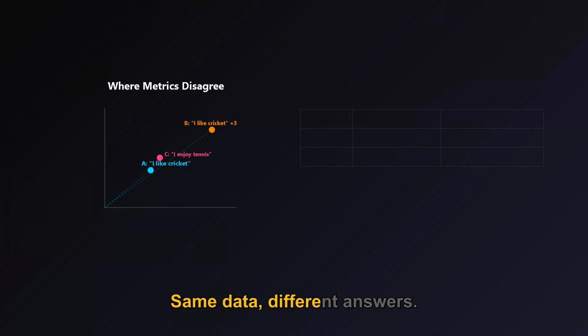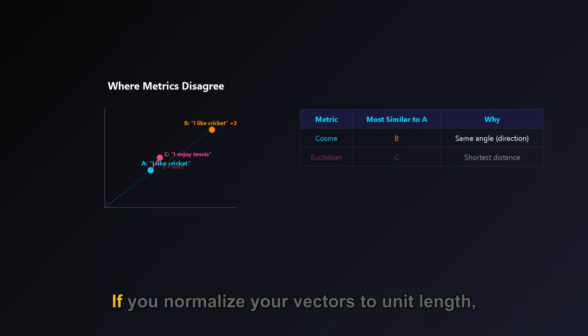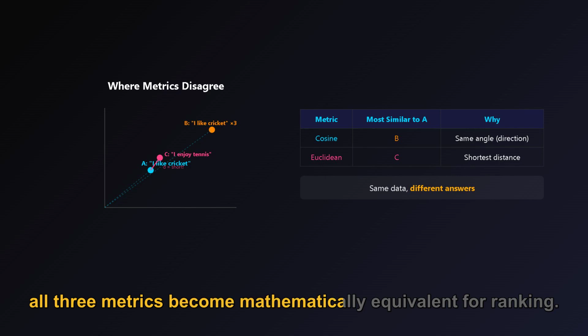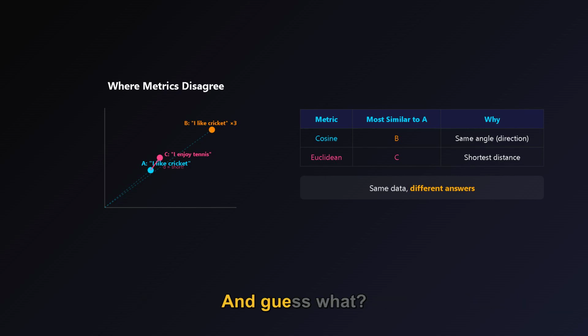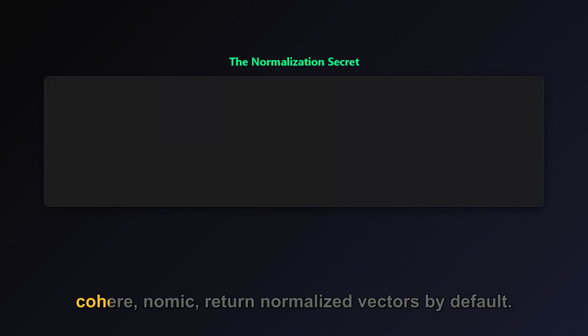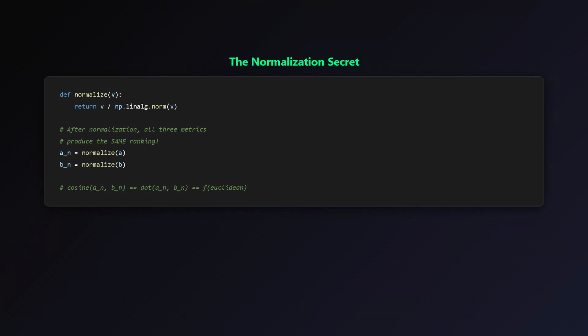Same data, different answers. Now here's a secret most tutorials skip. If you normalize your vectors to unit length, all 3 metrics become mathematically equivalent for ranking. And guess what? Most modern embedding models, OpenAI, Cohere, Nomic, return normalized vectors by default. So in practice, cosine similarity equals dot product.